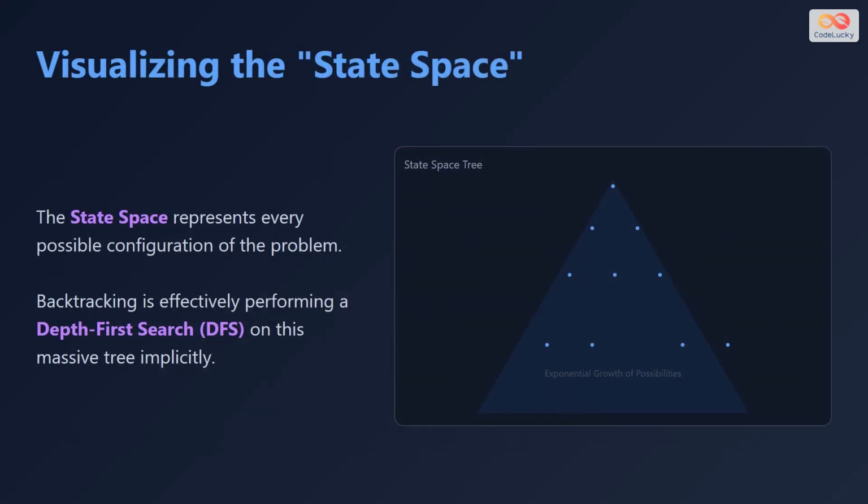When we talk about all the possible configurations of a problem, we call it the state space. For complex problems, this space is massive, growing exponentially with every new choice. Backtracking is essentially performing a depth-first search on this invisible tree. It dives deep into one possibility before moving to the next, systematically searching for the answer.